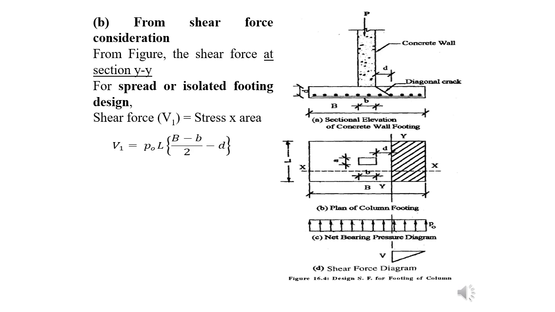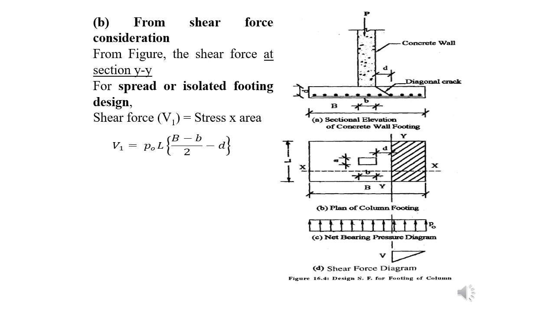Along the y-y axis, this is the total length L, into B minus b by 2 minus d. B minus b by 2 means what? This is the capital B, and this is the small b. The dimension of the column is also there, the dimension of the footing is also there. So B minus b by 2 means from here to here, and minus d. So this area, this portion, is going to create the shear force. So shear force is equal to stress into area.